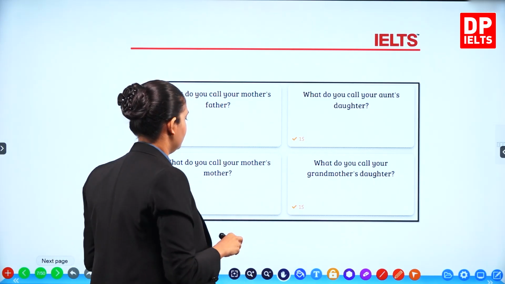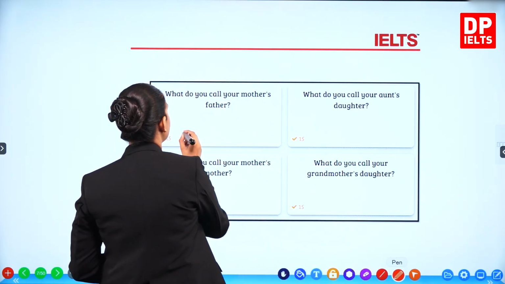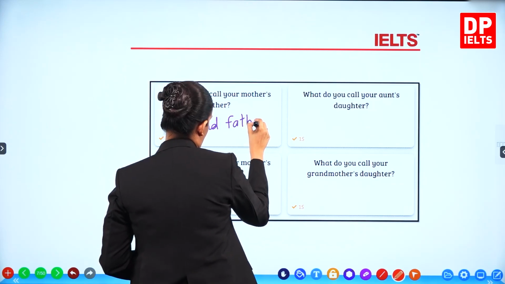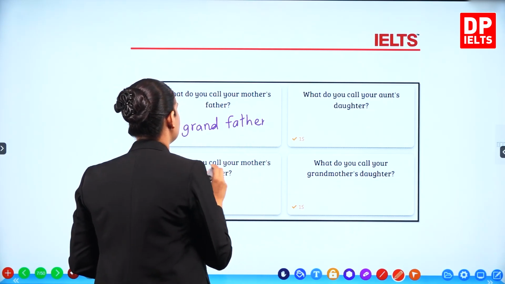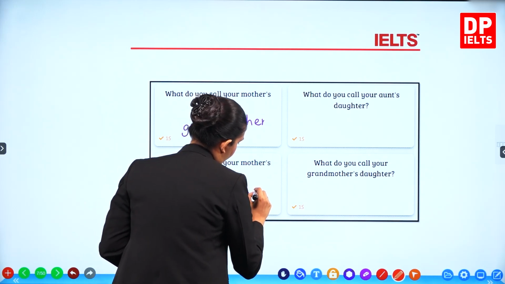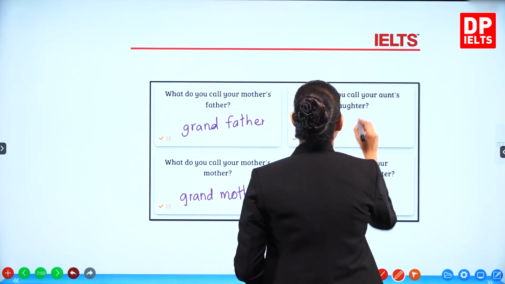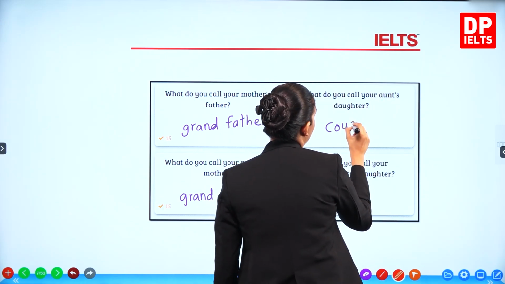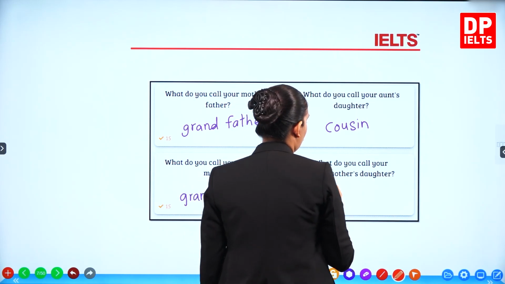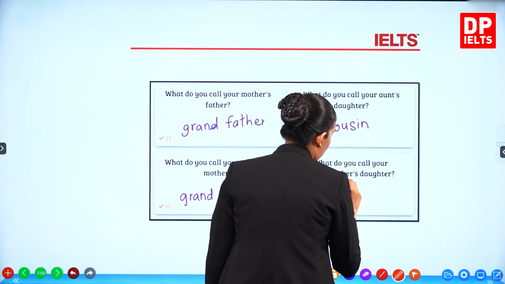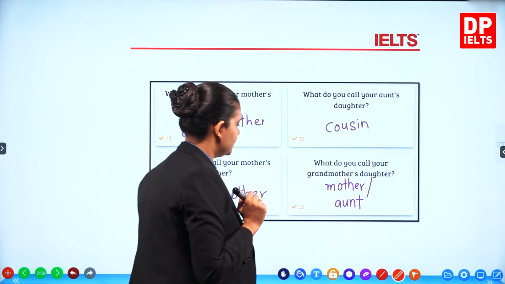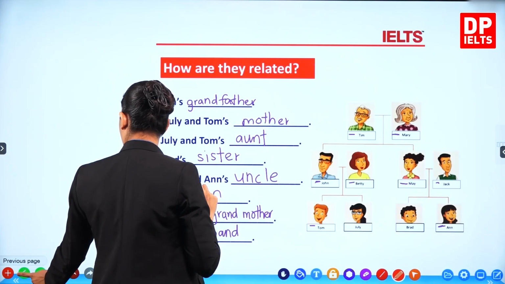So I'm going to put the answer, right? What do you call your mother's father? My mother's father is my grandfather. What do you call your mother's mother? My mother's mother is my grandmother. What do you call your aunt's daughter? My aunt's daughter is my cousin. What do you call your grandmother's daughter? So, my mother's mother's daughter, either it could be mother or it could be aunt. Right? That was quite a lesson.